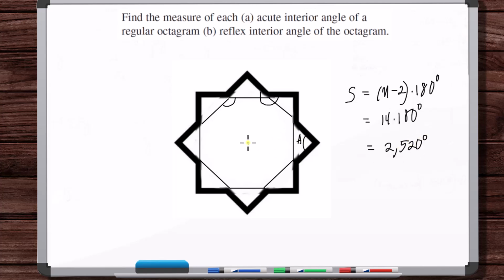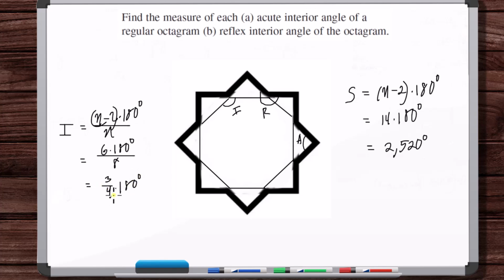Okay, so this is A, this is the reflex, and this is I. So let's get I, the measure of the interior angles of an octagon. So it's going to be n minus 2 times 180 over n. There's 8 sides to an octagon, so this is 3/4 times 180. So 180 divided by 4 is 45. 45 times 3 is 135. So I is equal to 135 degrees.